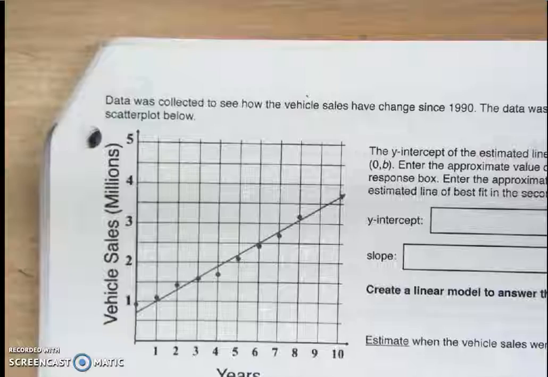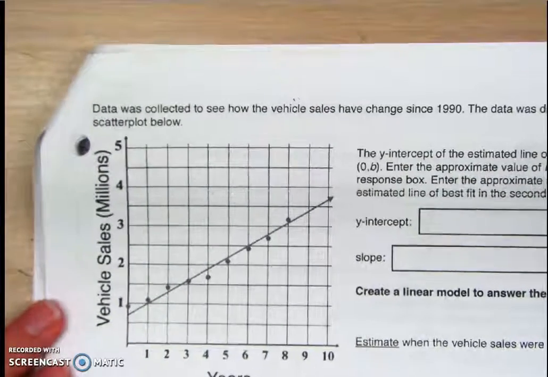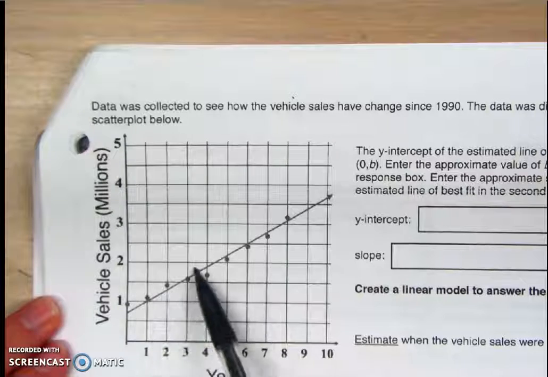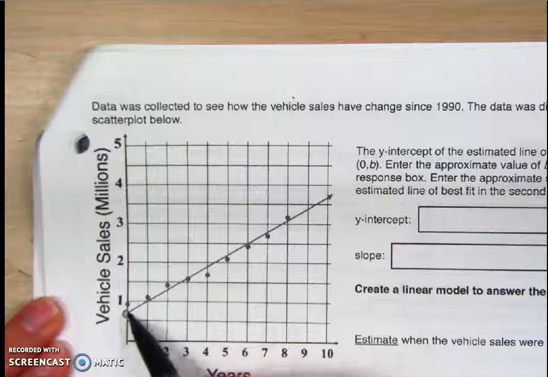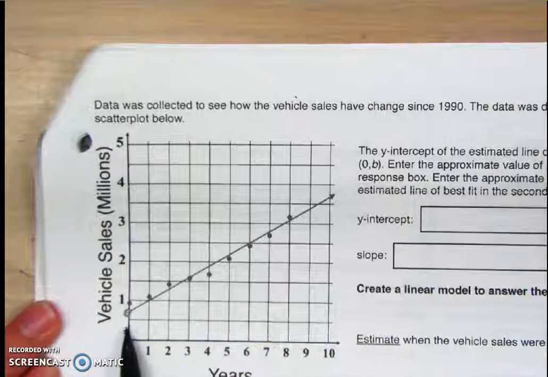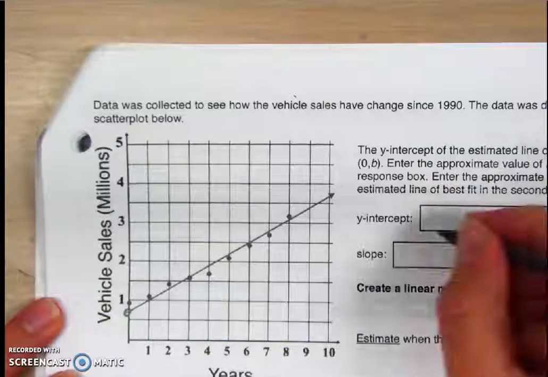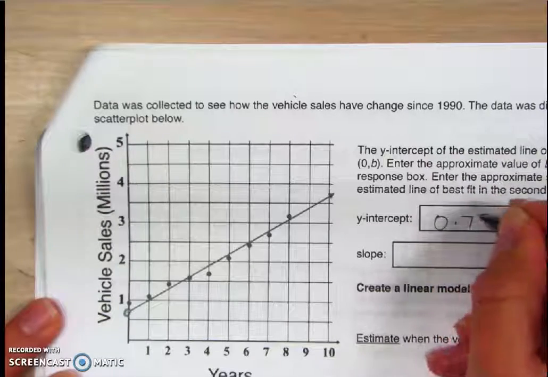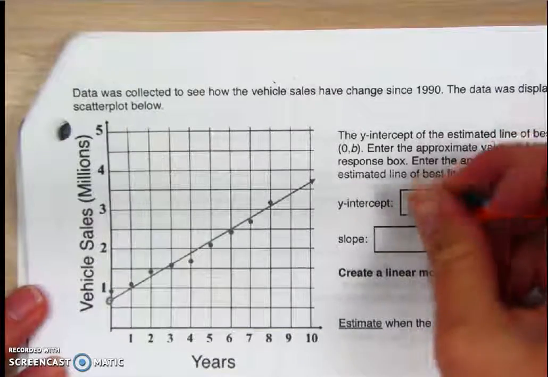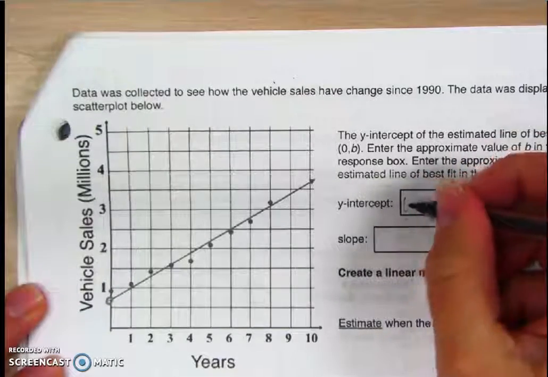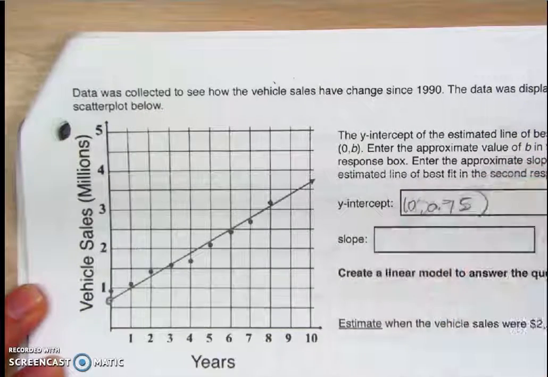This one is looking at vehicle sales in millions over the number of years. So it looks like as years go on, the number of sales increases. Here the y-intercept looks like it's at a fractional point. So I would say that's in between 0.5 and 1. Let's call that 0.75. I like to work with decimals rather than fractions. Let's make that a point since it's asking for the y-intercept. 0.75 would be the y-intercept.